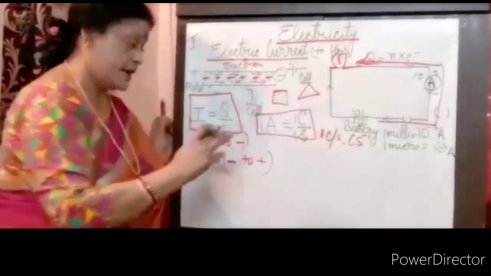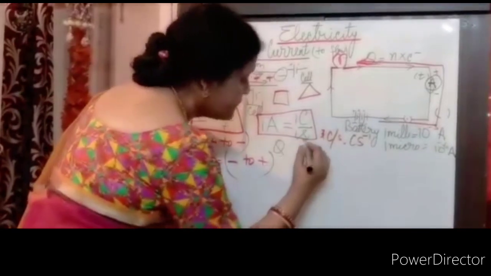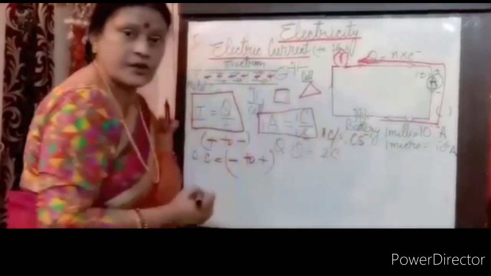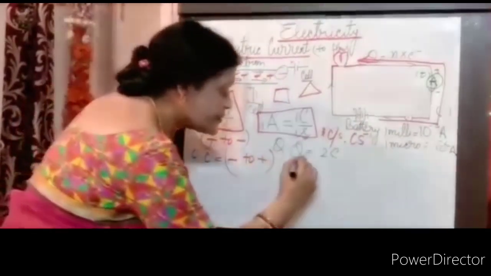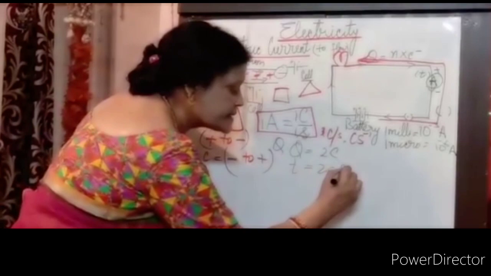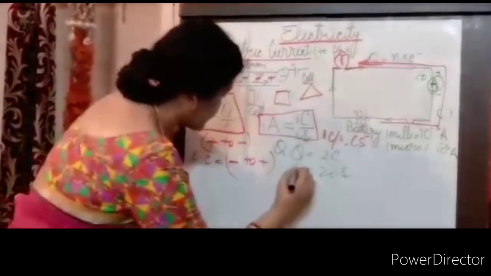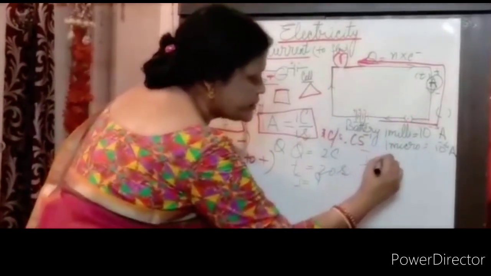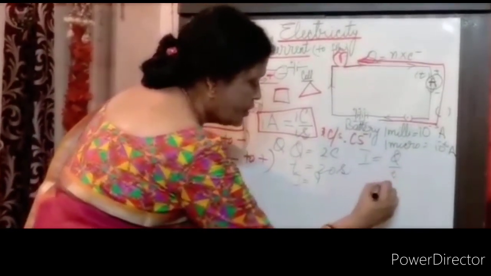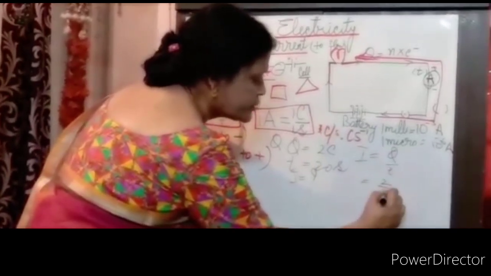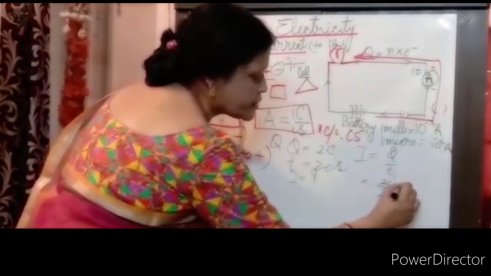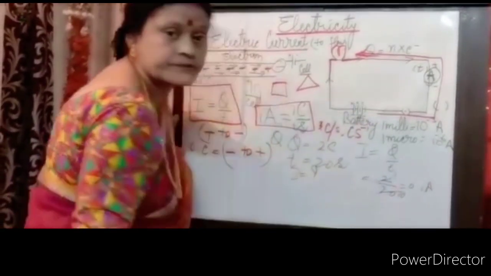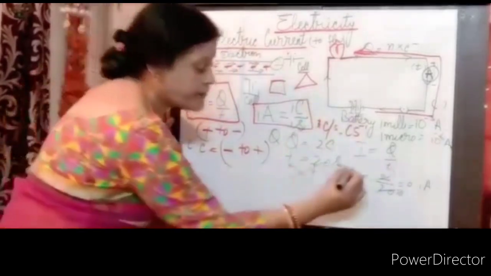Now next, numerical point of view, this is the last, how we'll attain the numerical here. Suppose some question is there: 2 coulomb charge is flowing and taking the time of 20 seconds. Find its current. So which formula? I is equal to Q upon T. So 2 upon 20. What is the answer? 0.1 ampere. Right, students? This is how we are finding the current.